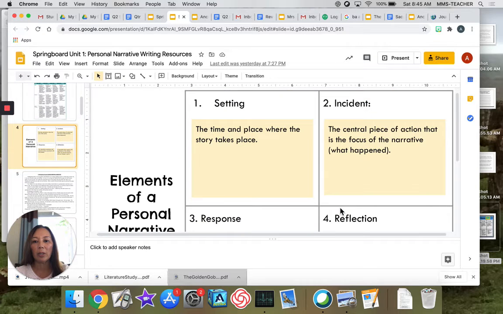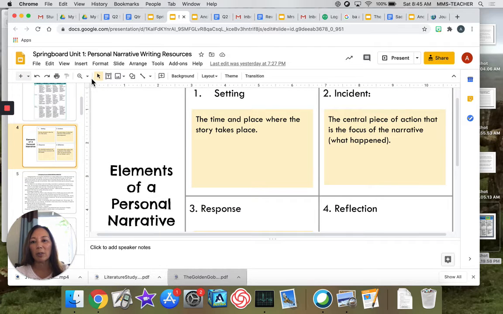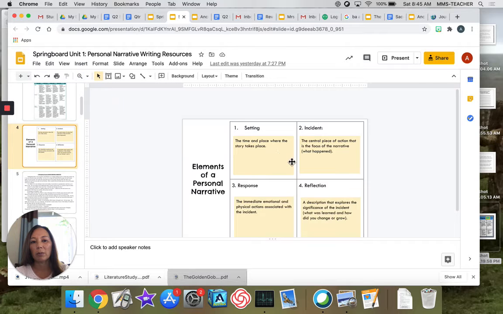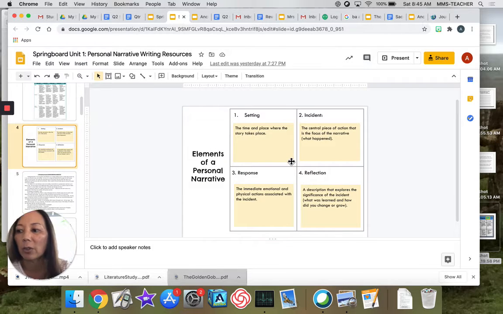So here are the elements of a personal narrative. And what I would like you to do is in your language arts composition book, I want you to find the next blank page that you have, and I want you to copy down this slide here and title your composition book page Elements of a Personal Narrative. So I copied this slide down. It says number 1, setting, the time and place where the story takes place.